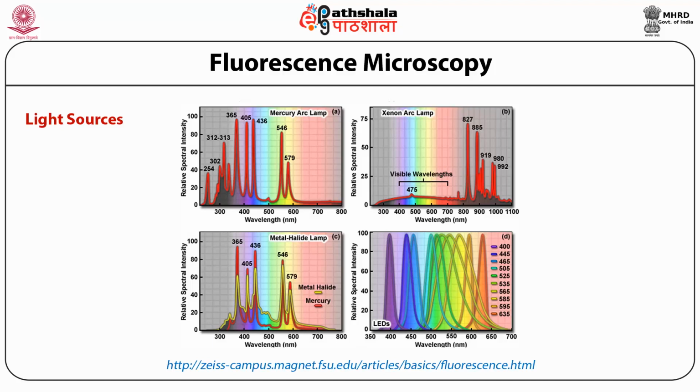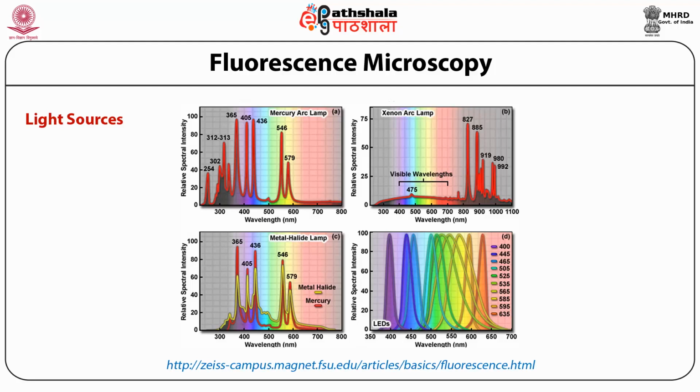For example, the cheapest and the oldest source is the mercury arc lamp. That lamp has all the possible wavelengths with different intensity. As you can see, they are very high in terms of intensity. On the other end, the xenon lamp has higher intensity at wavelengths of more than 800 nanometer.